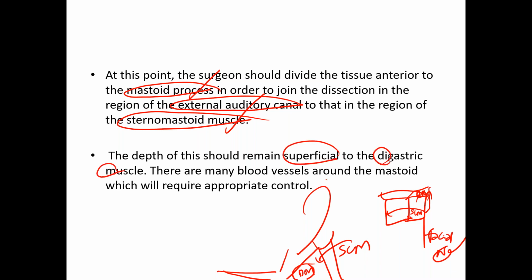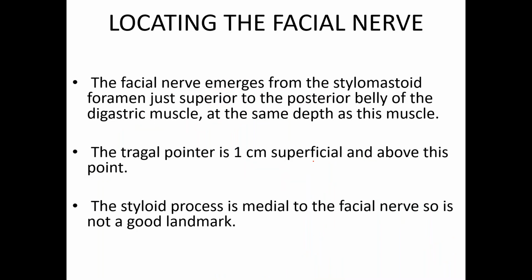Many blood vessels around the mastoid will require appropriate control. There will be blood vessels at that level. You should keep it in mind. How do you locate the facial nerve during this particular step? Focus your concentration on facial nerve landmarks. The facial nerve is very important for you. That's why I'm dealing with these glands in detail. But this is not a waste of time for you. You have to understand these things.